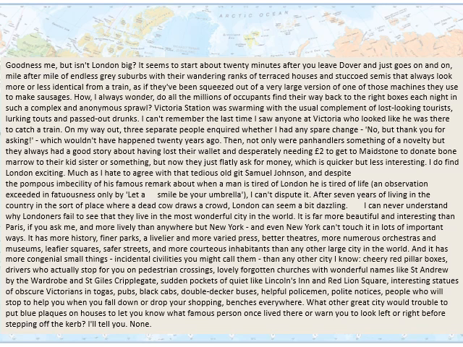Cheery red pillar boxes, drivers who actually stop for you on pedestrian crossings, lovely forgotten churches with wonderful names like St Andrew by the Wardrobe and St Giles Cripplegate, sudden pockets of quiet like Lincoln's Inn and Red Lion Square, interesting statues of obscure Victorians in togas, pubs, black cabs, double-decker buses, helpful policemen, polite notices, people who will stop to help you when you fall down or drop your shopping, benches everywhere. What other great city would trouble to put blue plaques on houses to let you know what famous person once lived there, or warn you to look left or right before stepping off the curb? I'll tell you, none.